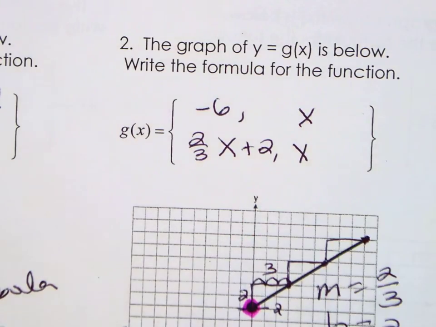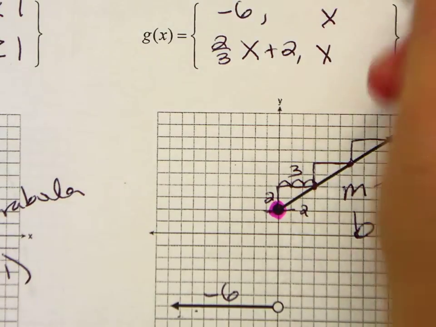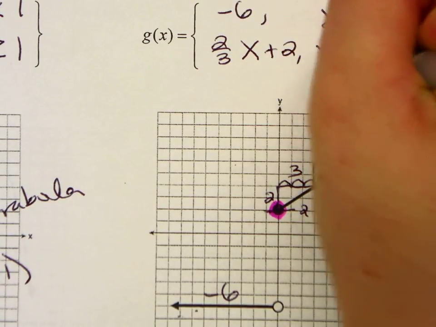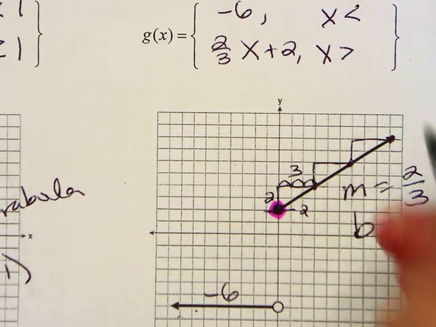All right. And then we have to put in our inequalities. The negative 6 is going to the left. This one's going to the right. Which one gets the equal sign? My mx plus b gets the equal sign.